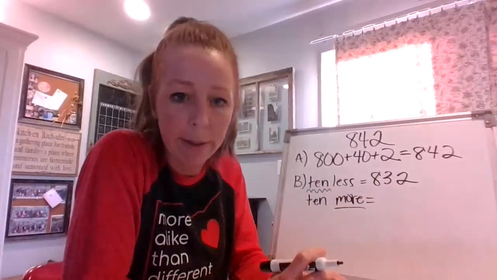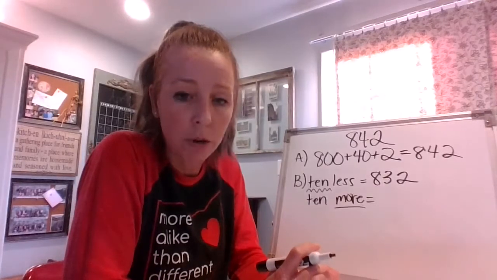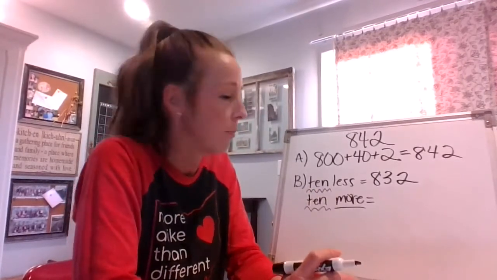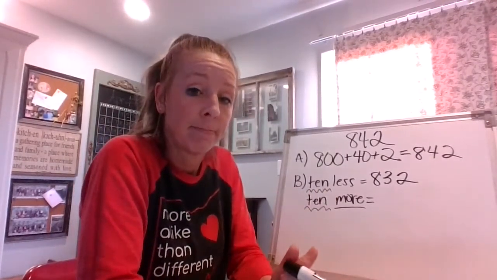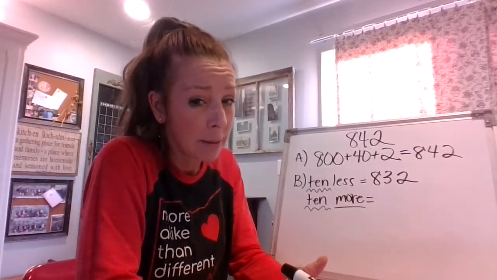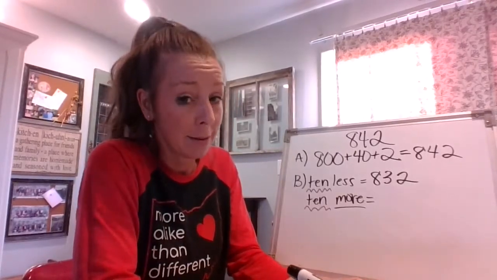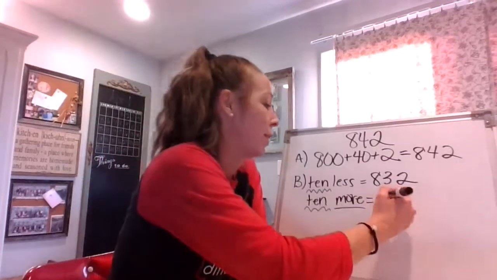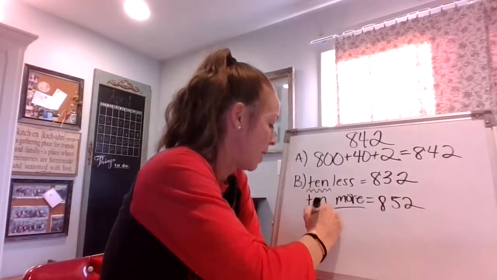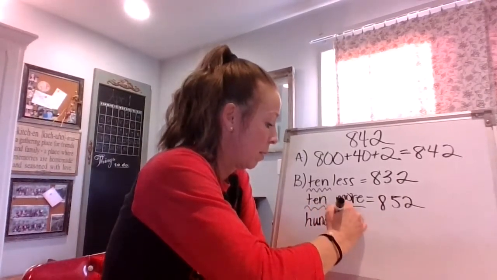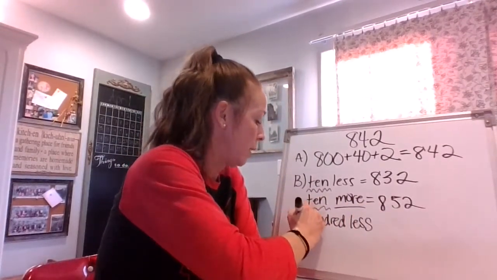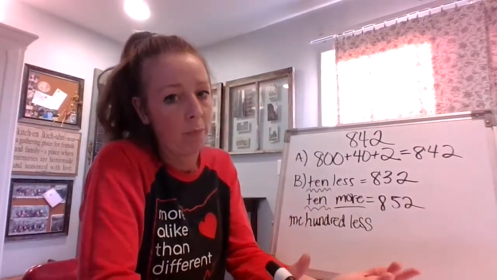All right, with that in mind, what would be 10 more? More, bigger, greater than 842. Again, I am only looking at the tens place when I say 10 more. And we can add and subtract from any number by tens. So 42 plus 10 is 52. So the answer is 852. Now, when I switch gears and I say 100 less, what place do you think we look at?